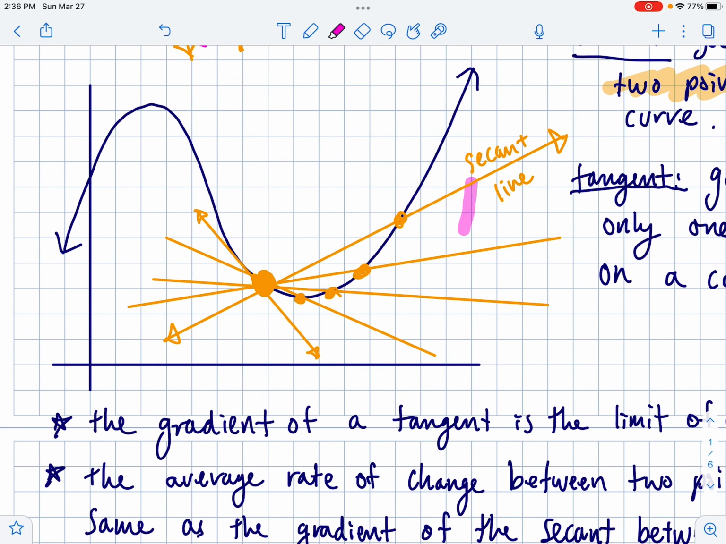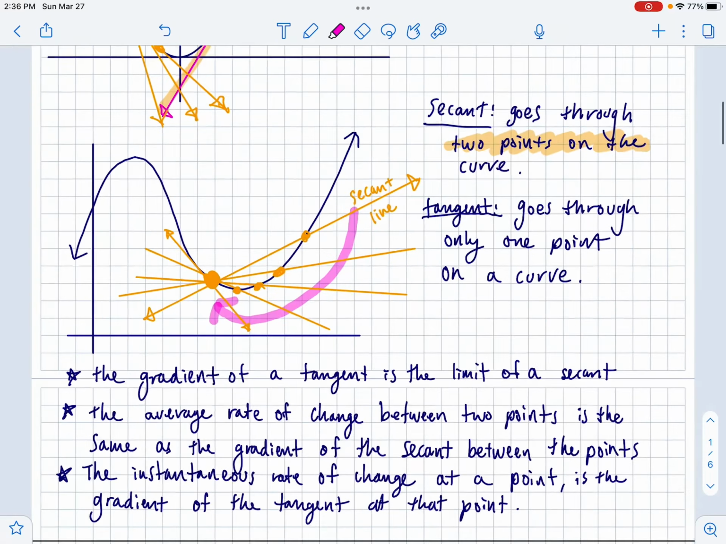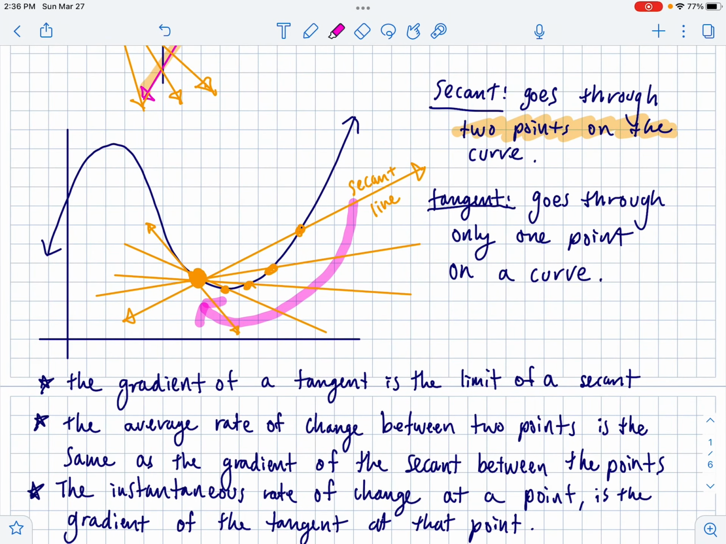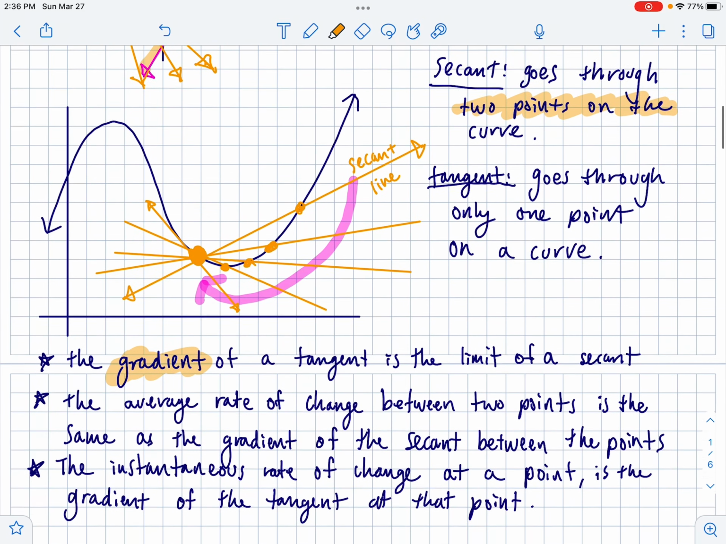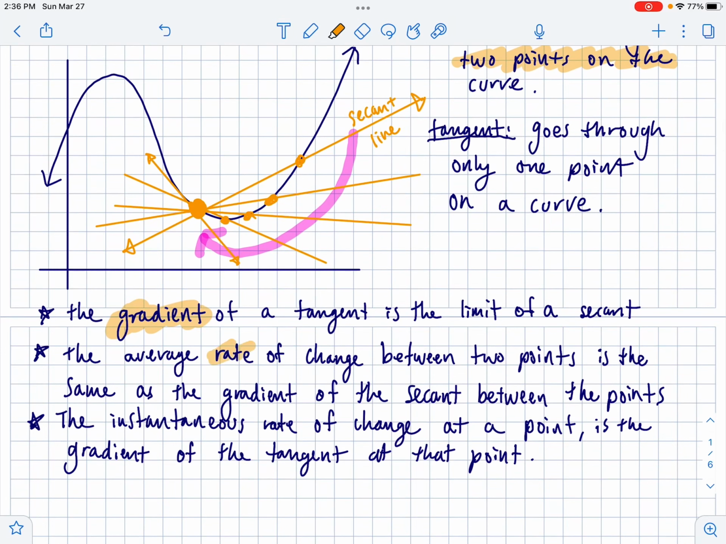So if you slide that secant, I guess I use pink, this way towards the other point, eventually the secant becomes a tangent when you get those 2 points so close to each other that they are basically the same point, and then the secant becomes a tangent line. So that's what this statement is saying, that the gradient of a tangent is the limit of a secant. So the slope of a tangent line is like taking the slopes of the secant lines and then sliding them closer and closer together, so the 2 points eventually become one.